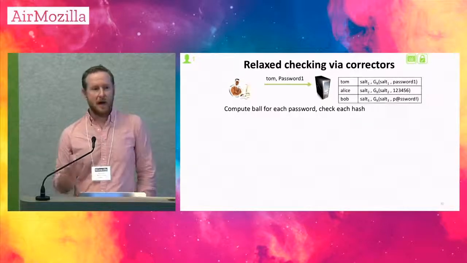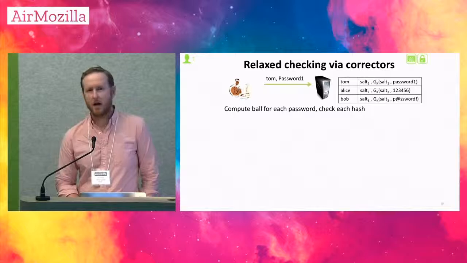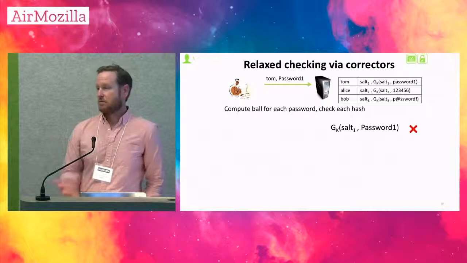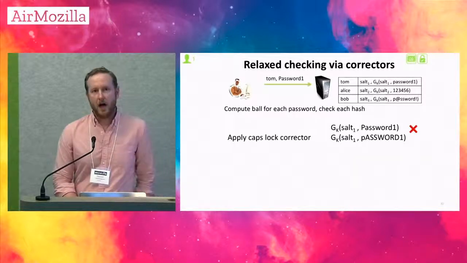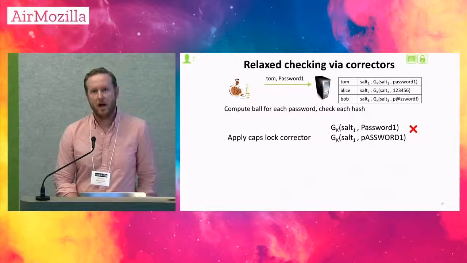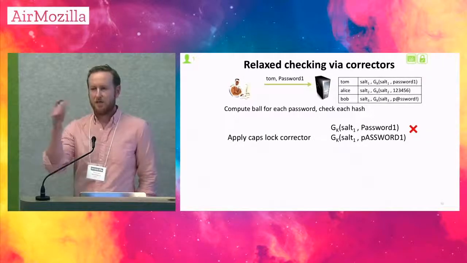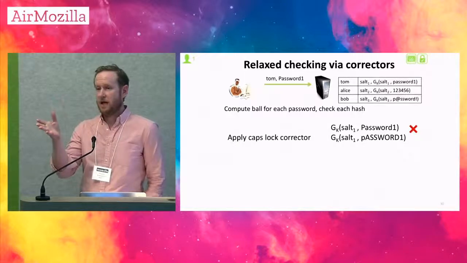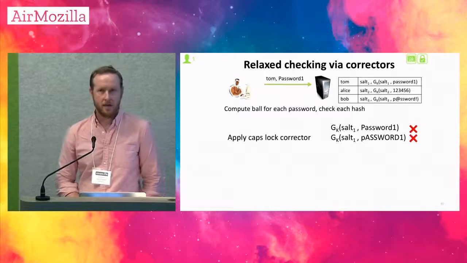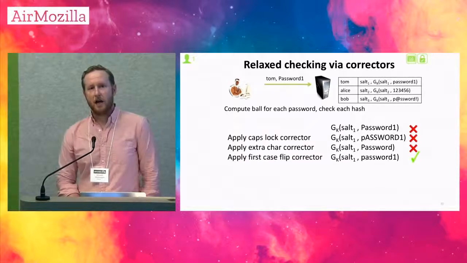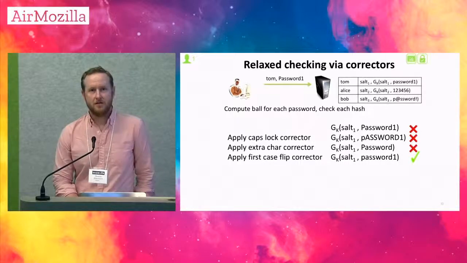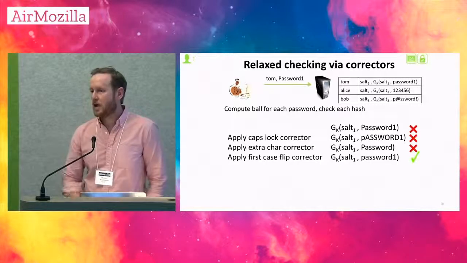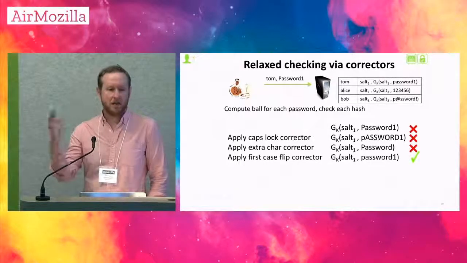But there's an easy solution if you have just a handful of types of typos that you care about, and that's this relaxed checking approach. Basically, you check the password as submitted. This won't work. It'll be some other random string. Then you apply what we call a corrector, right? So say we apply a caps lock corrector to the password that was submitted. We just flip the case of all the characters in the password, and then rehash it, okay? And then check, is this matching the thing that's in the database? We can do that again and again with other correctors. Maybe we change various things, and finally get the right password because we hit the right corrector, okay? And that means that we get the same hash, and we're good to go.